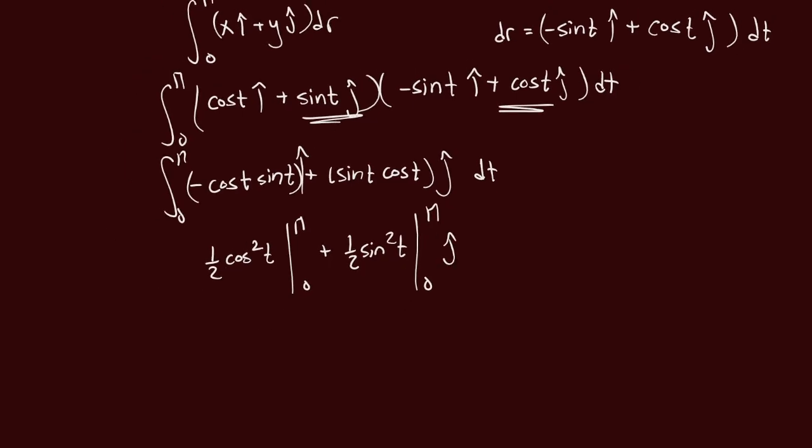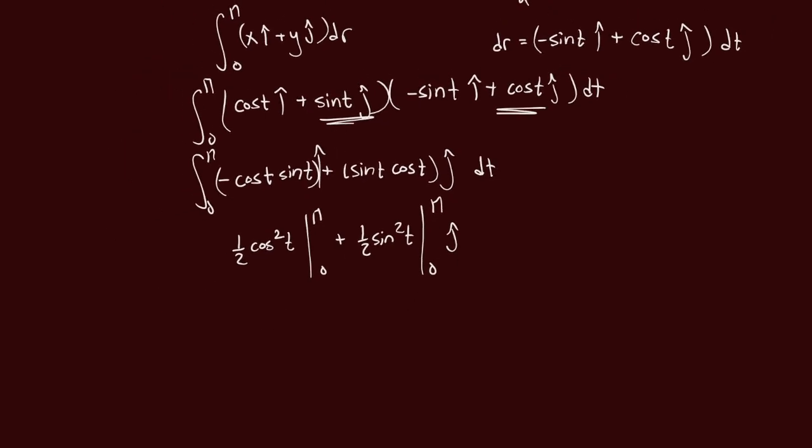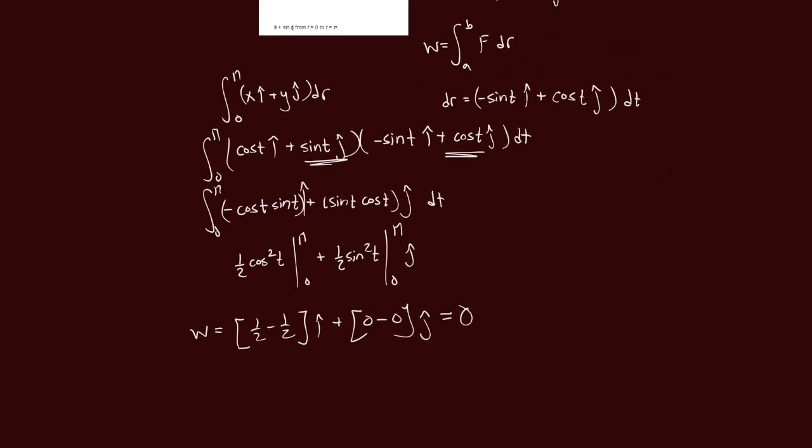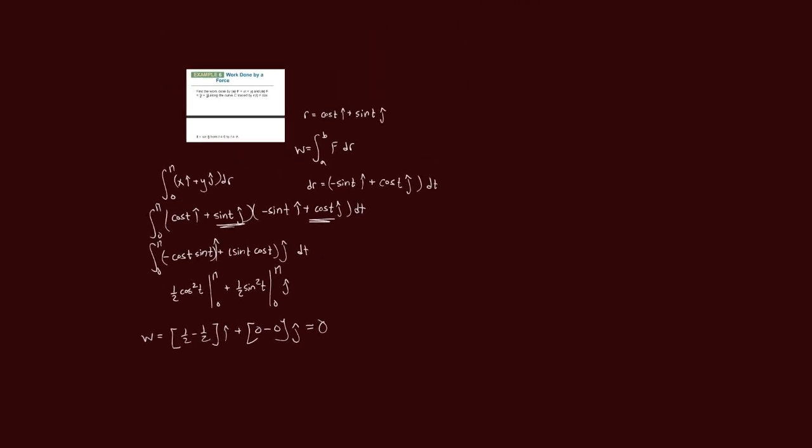Okay? And we can now get our work. So this one will be 1 over 2 minus 1 over 2 plus 0 minus 0. And this will just be equal to 0. So our work here is 0. Now let's solve for b.